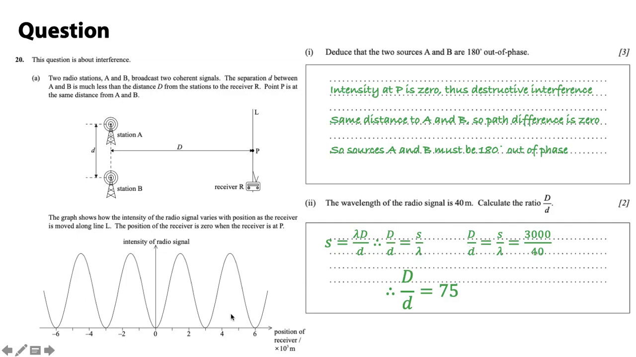The only trick here is to see that, since we're starting with a minima, the distance to the first minima, rather than maxima, is going to be 3 times 10 to the 3, so it's 3,000 meters, and the wavelength is 40 meters, so lambda equals 40. Therefore, big D over little d is 3,000 divided by 40, which equals 75. Since it's a ratio, there are no units.